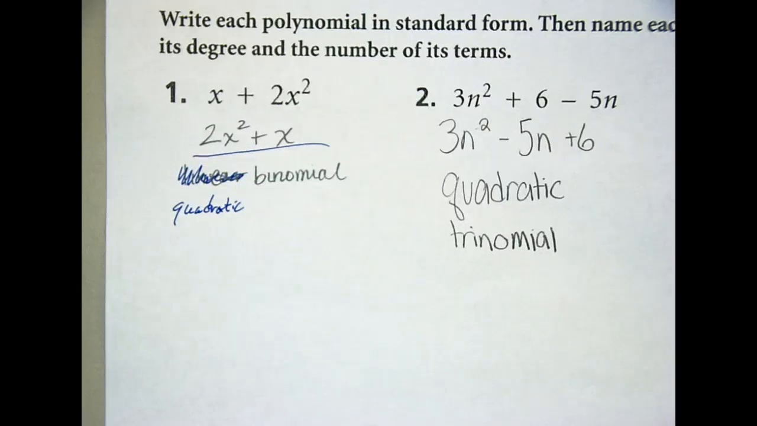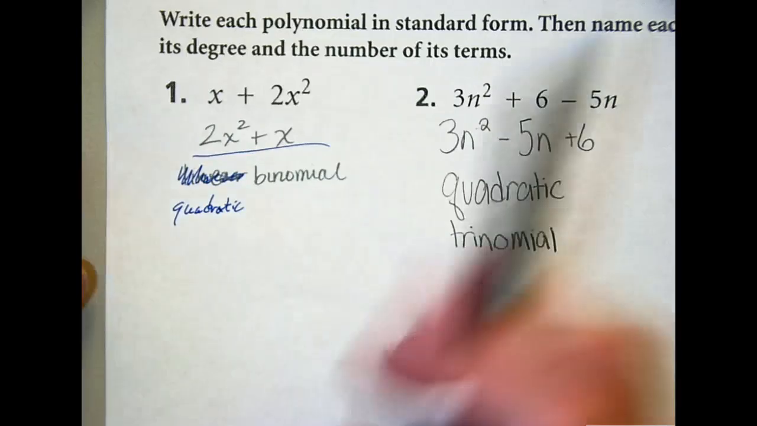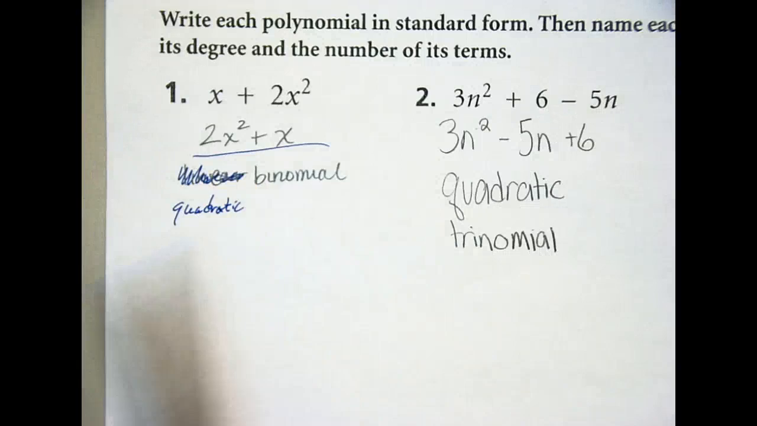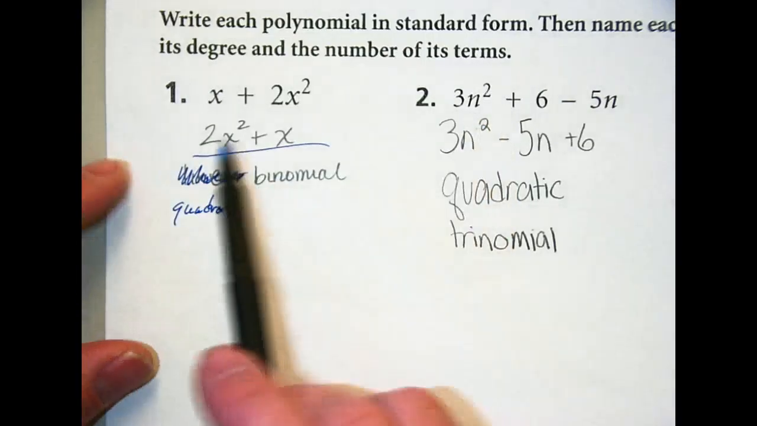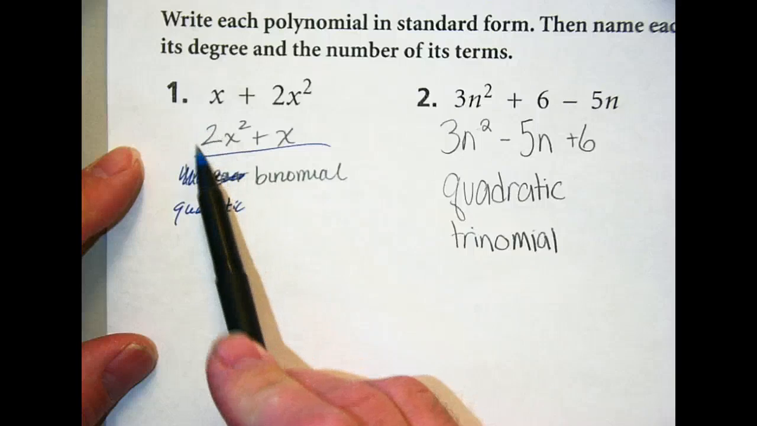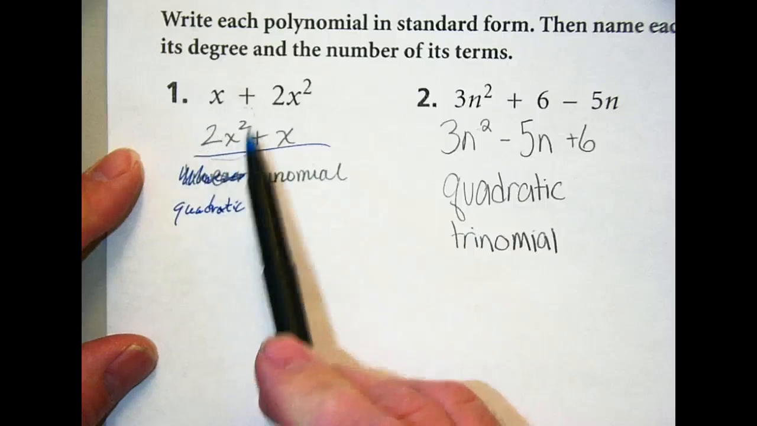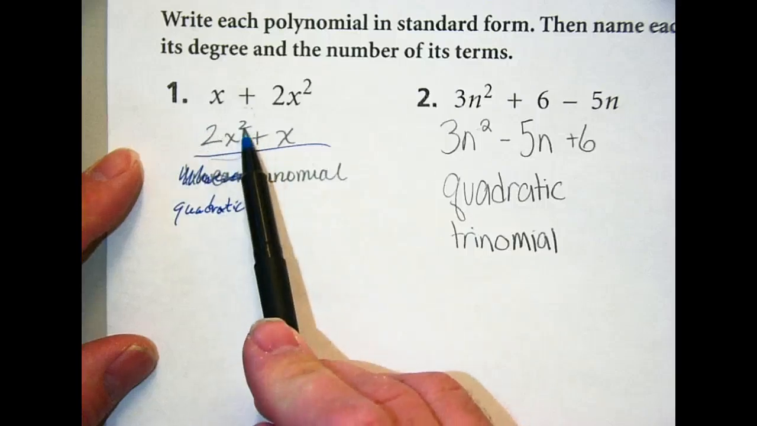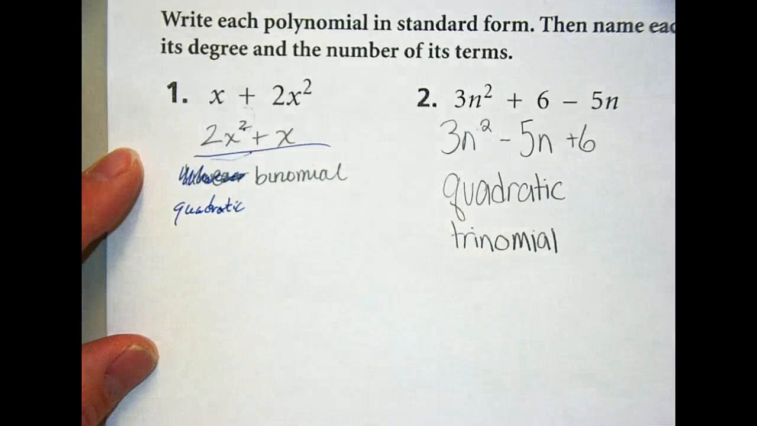I'm just confused on how you figure out if it's constant or linear or quadratic. So once you have it in standard form, you know how to get it to standard form? Yeah. Once you have it in standard form, to figure out if it's linear, constant, or quadratic, you just look at your first term. In that first term, look at the power. If the power is 2, it's quadratic.